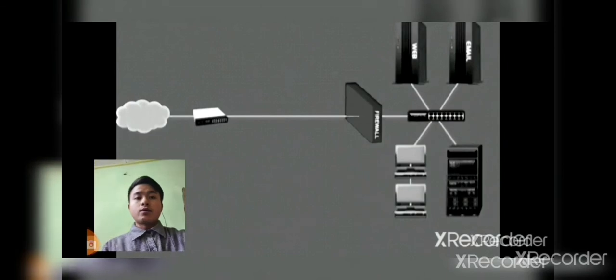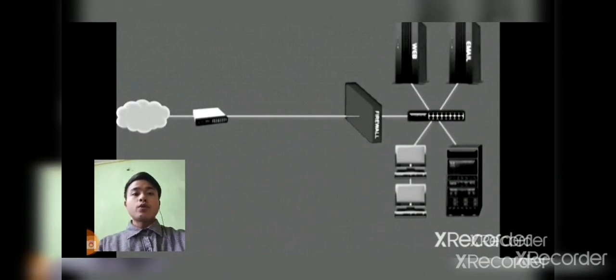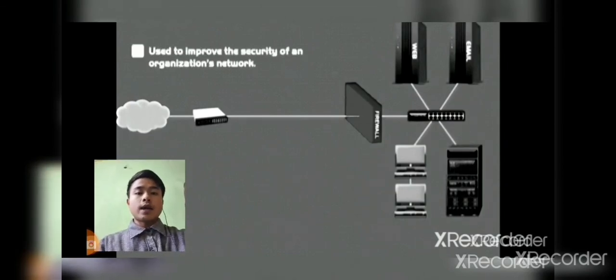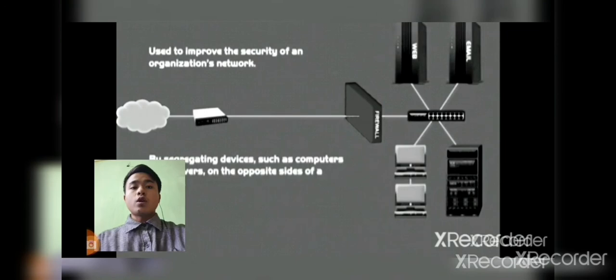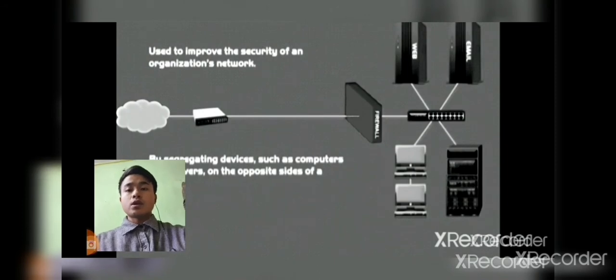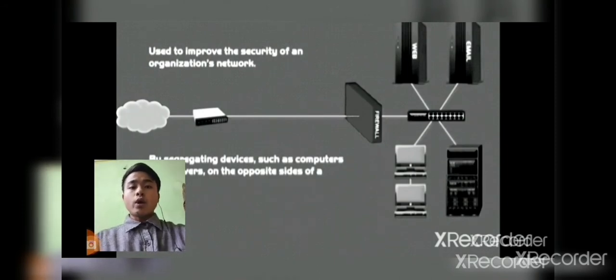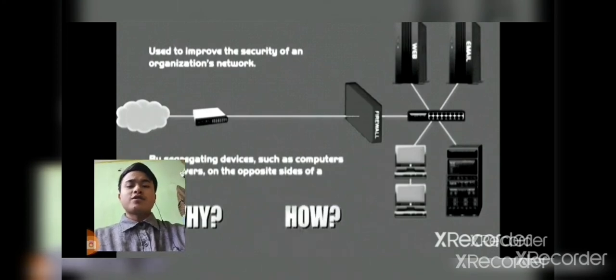I'm going to present about DMZ, which stands for Demilitarized Zone. Now, DMZ is used to improve the security of an organization's network, segregating devices such as computers and servers on the opposite sides of the firewall. So it's sort of like creating two separate networks. So the question is, why would you want to do this, and how does the DMZ accomplish this?